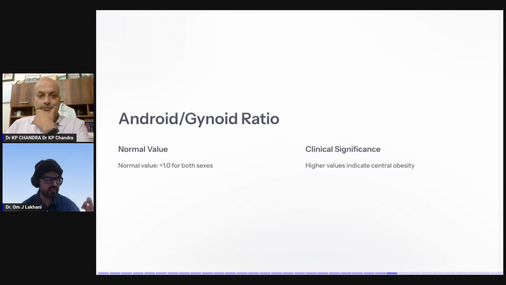And then you have, this is what Chandra sir, you're talking about, the android gynoid ratio, right? This ratio the DEXA scan will give you directly. If it's less than 1, it is normal for both sexes. But if it's higher, it is suggestive of more android adiposity, the apple-shaped obesity compared to the pear-shaped. Of course, we don't use these terms that frequently anymore, but they are still relevant in today's world because they tell us the possibility of the patient having more central fat.